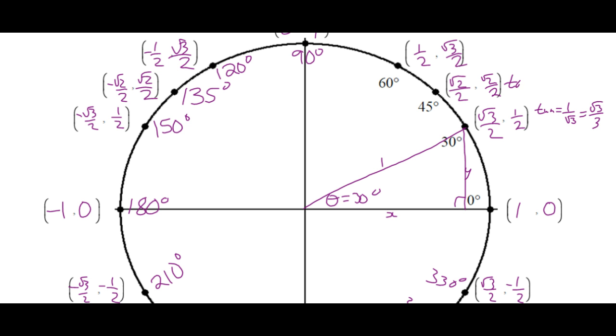Tangent is, what's tan? Root 2 over root 2, which is just 1. Tangent is root 3 over 1, which is root 3. Okay, the rest of them are symmetrical, right? They just change the sign.